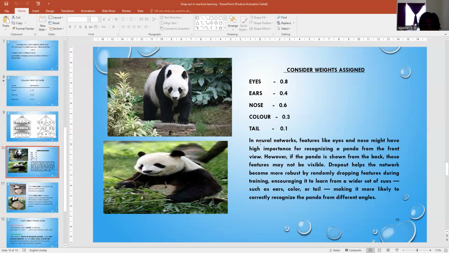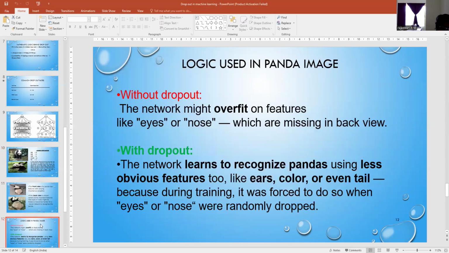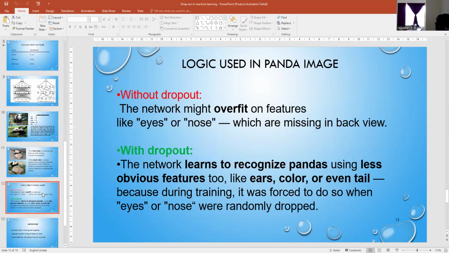Maybe it might be from the colors or the tail or some of the gestures. You can easily identify that it is a panda. A good machine has to recognize the panda from different angles. So that is the main concept here. A good machine has to recognize the panda correctly from different angles itself. So this is the concept of the dropout in the panda picture.